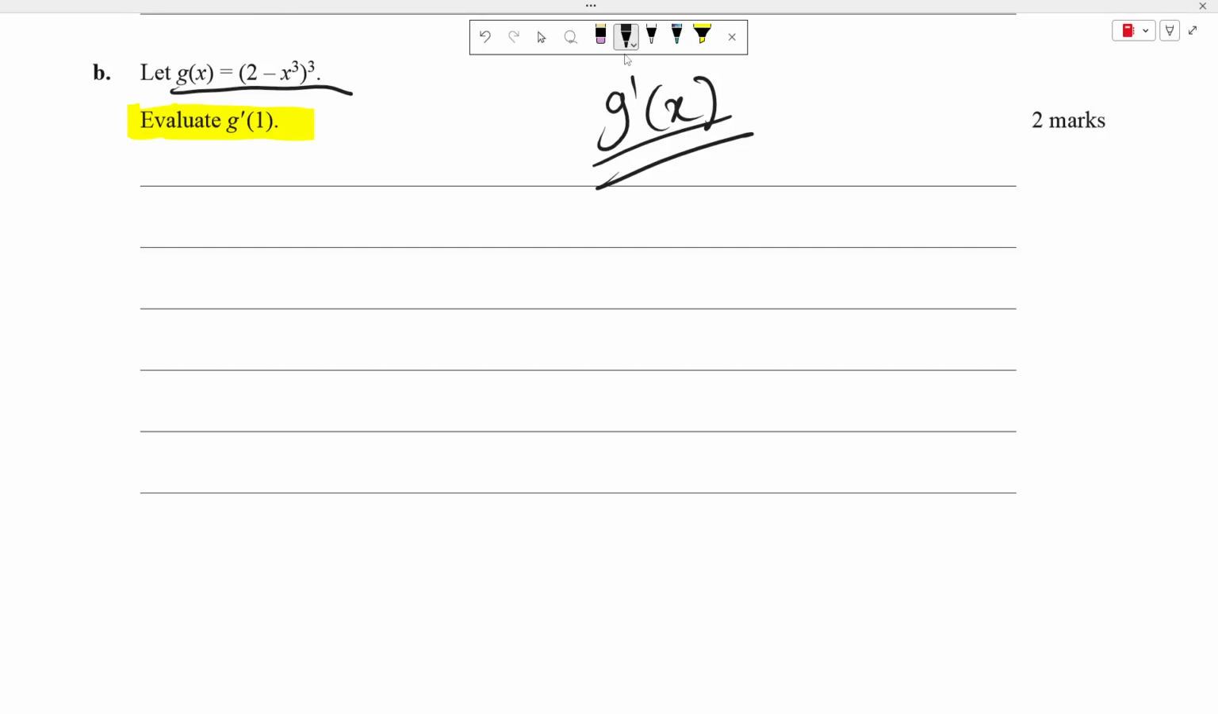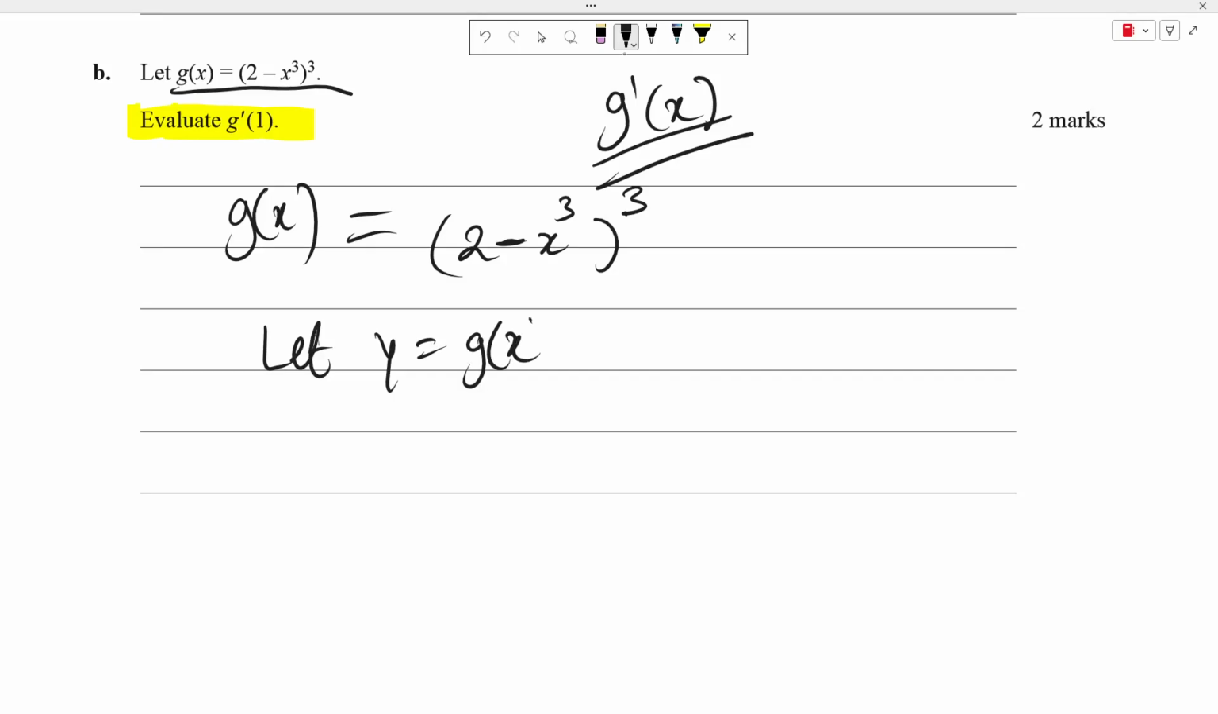The second thing to realize here is, if we look at g of x, and we think about the function x cubed, g of x is really just the function x cubed, except they've put the function 2 minus x cubed inside of it. So we have a composition of functions. And when we have a composition of functions, and we want to take the derivative of that, you have to use the chain rule. So to set this up, first I'm going to let y equal g of x.